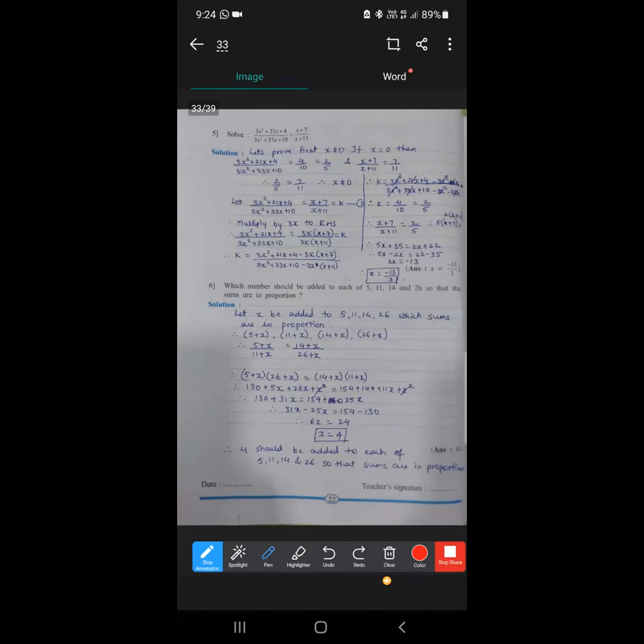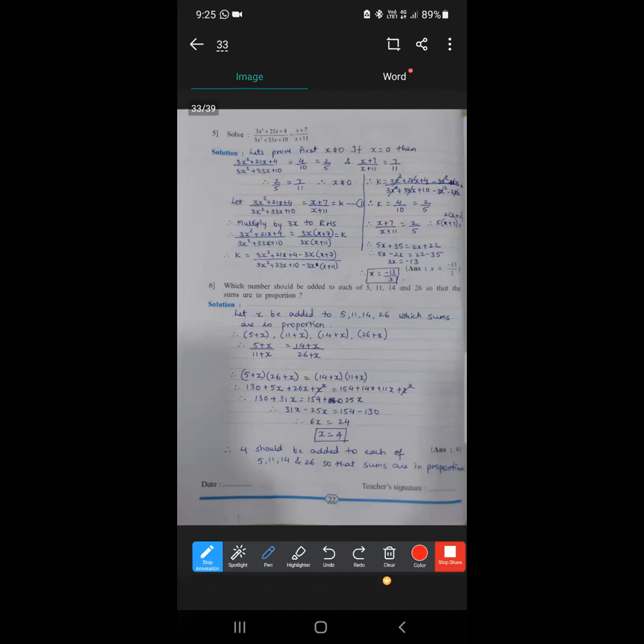The equation is given. You need to solve in such a way that for the variable x introduced in the equation, you have to find out the value of that variable. Whenever the question says solve, the intention is that you have to find out the value. So here, what is the question given? 3x square plus 21x plus 4 upon 3x square plus 33x plus 10 equals x plus 7 upon x plus 11.